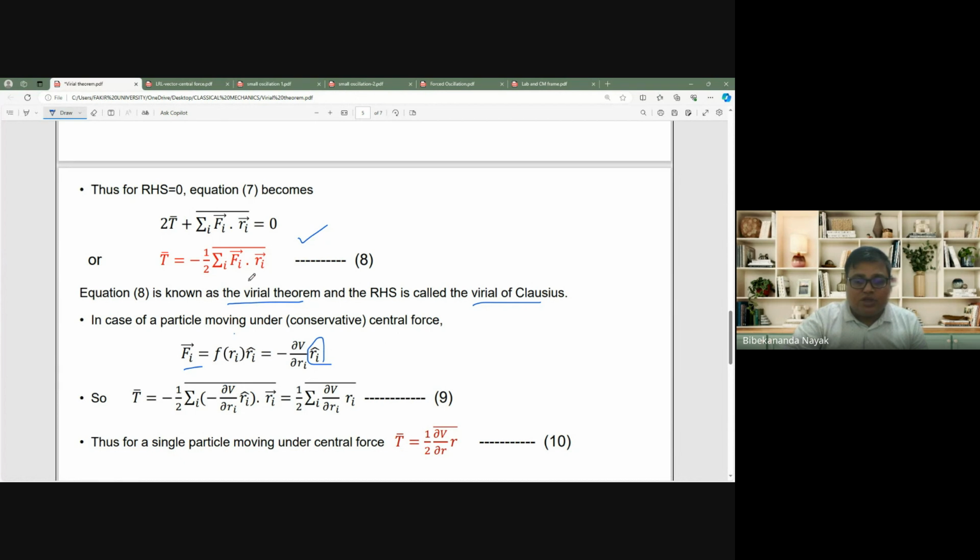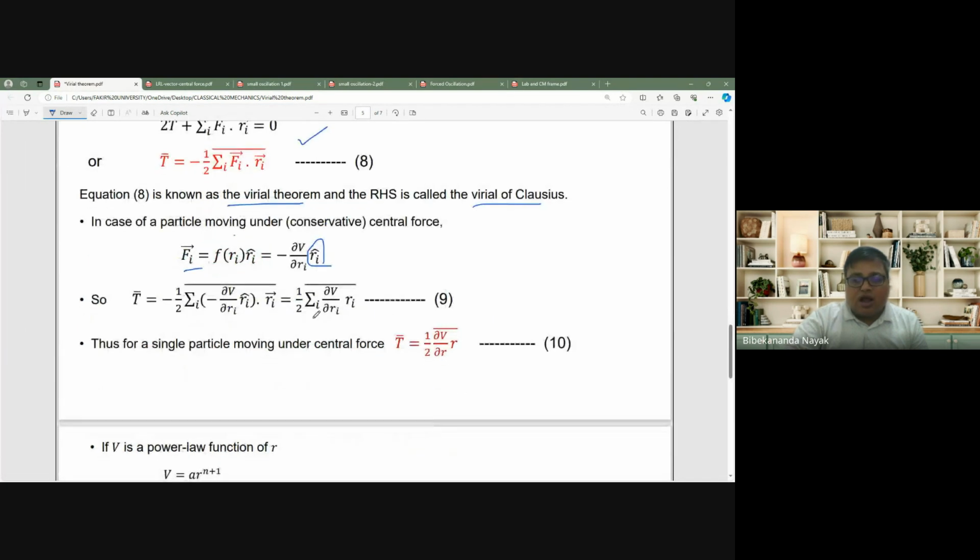So if you put here minus del V by del Ri, Ri cap dot Ri, Ri cap and Ri are in the same direction, so this dot product gives you Ri only. So minus del V by del Ri into Ri. So T average becomes half the sum of Ri del V by del Ri. If your system has a single particle, then we can ignore the sum and the subscript. So T average is equal to half R del V by del R.